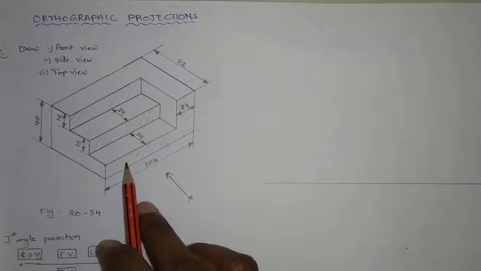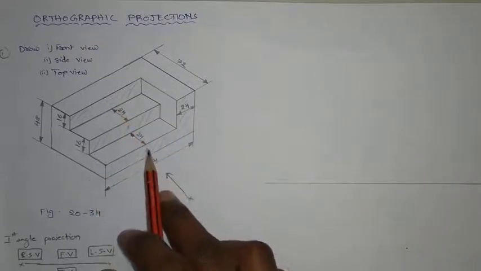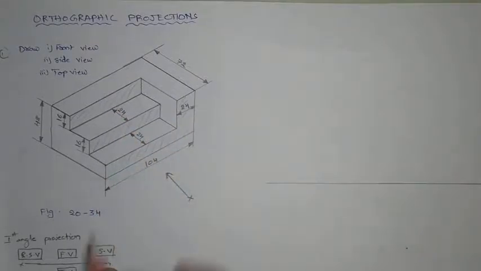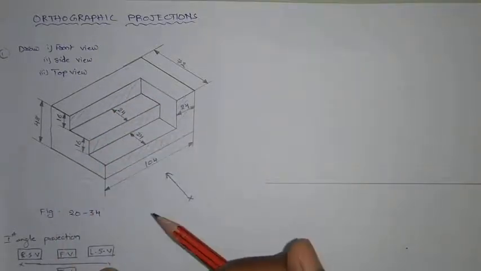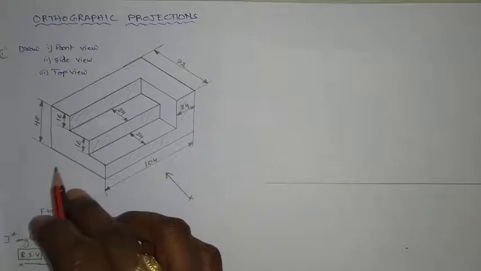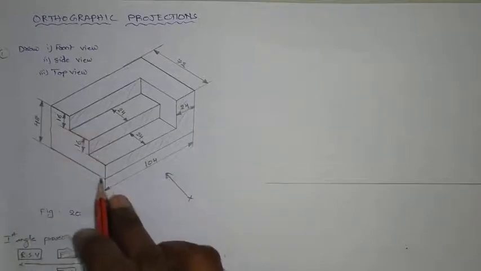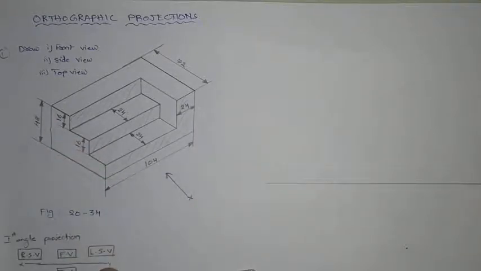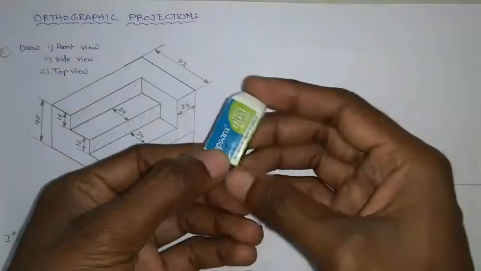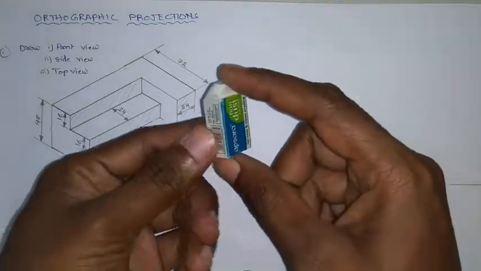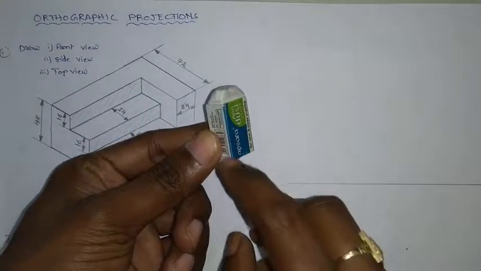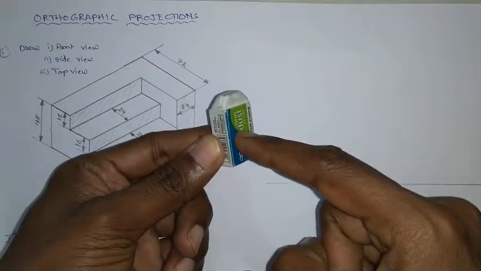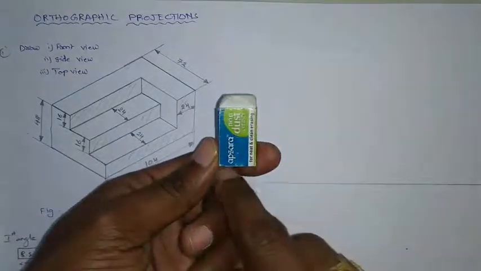So 1, 2, 3, only these three parts are visible in the front view. This 24 and this portion is the top surface, which is not visible in the front view, and this is also not visible. This portion is also not visible in the front view. Just like this, if you take an eraser, this is the three-dimensional view. In the three-dimensional view, you can see its length, height and depth. If you see, this is the front view. In the front view you can only see this portion.